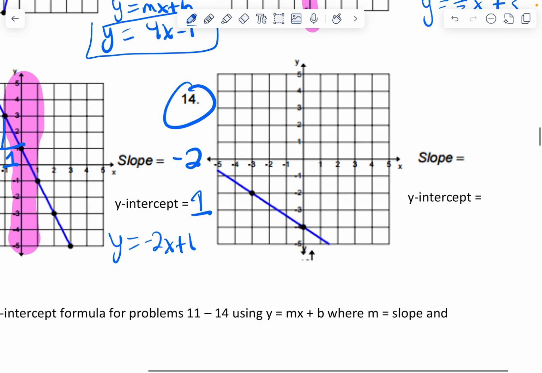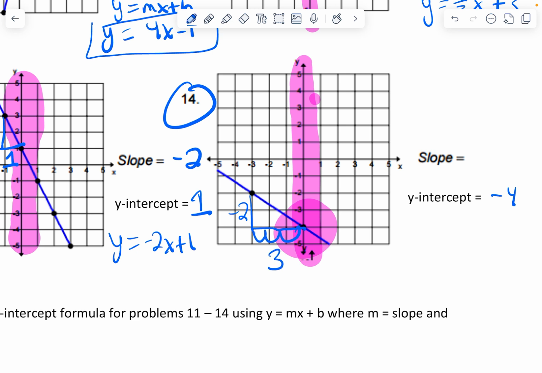All right, for 14, my y-intercept is going to be at negative 4. That's where the line crosses. So I'm going to put negative 4, and then my slope is going to be down 2, and to the right 1, 2, 3. So that's negative 2/3. That means my answer is going to be y equals negative 2/3 x minus 4.